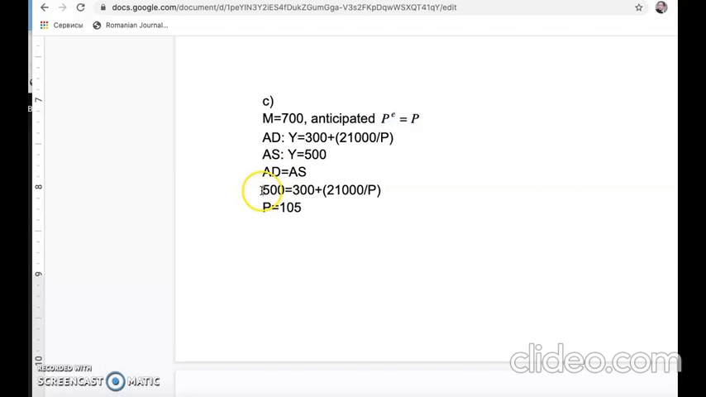So setting AD equal to AS to eliminate Y, we will get 500 equals 300 plus 21,000 divided by P, and from this equation we will get price equals 105.